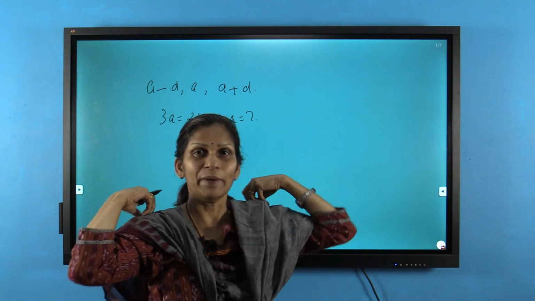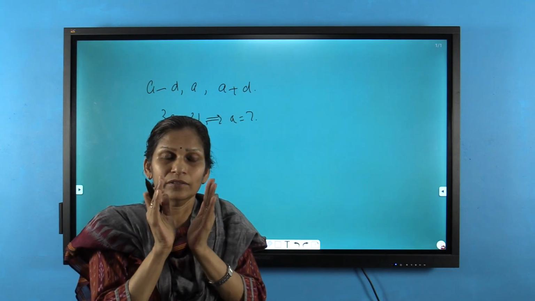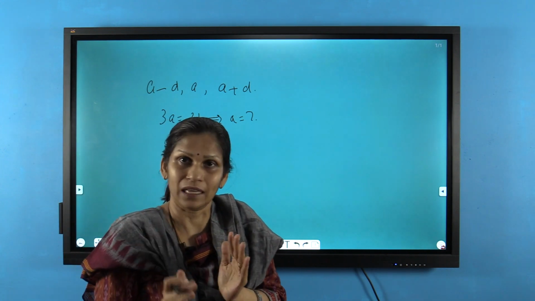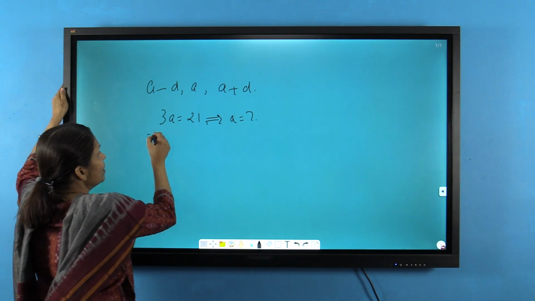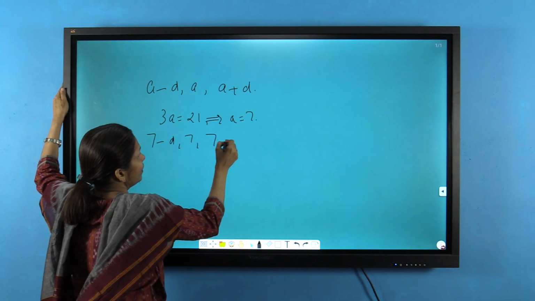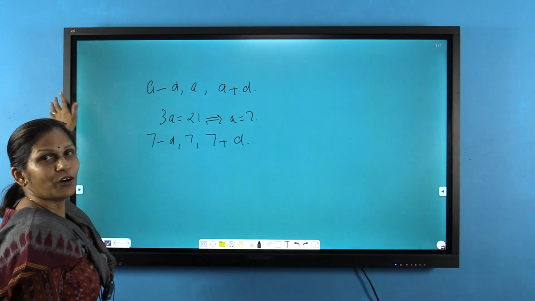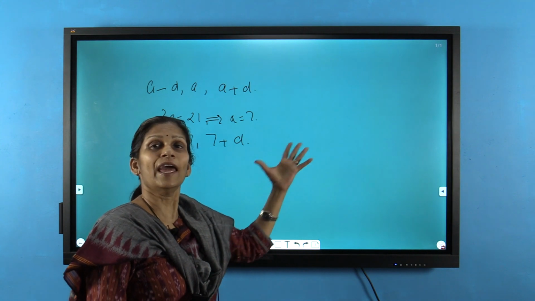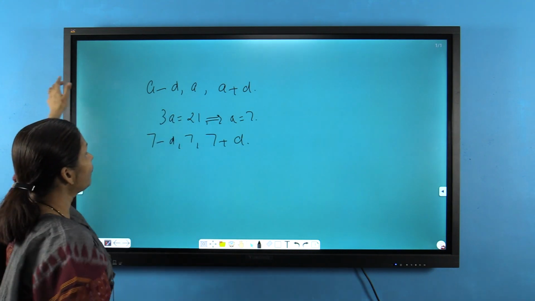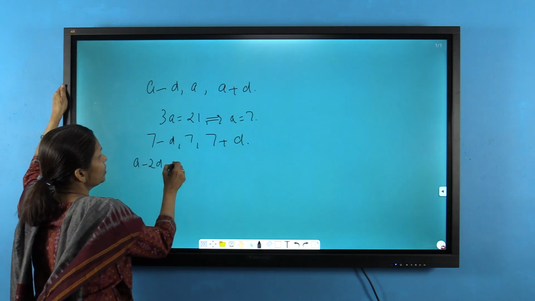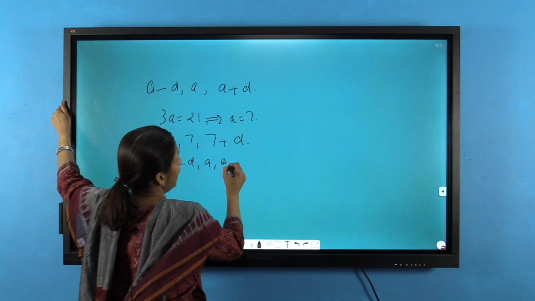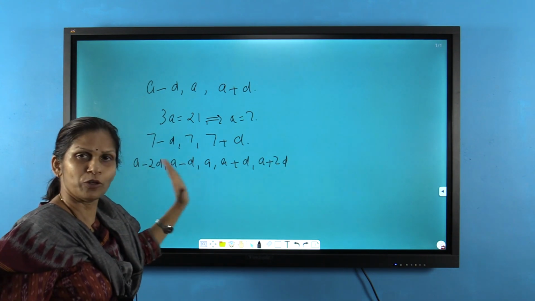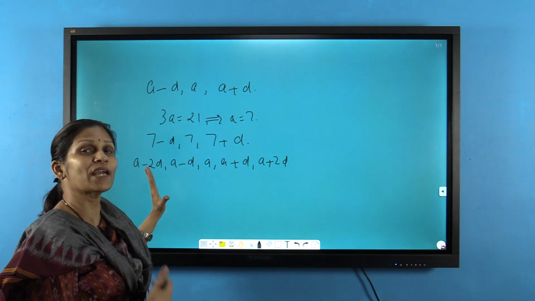So, 3 numbers being given, their sum being given, what will be the middlemost? It will be the sum divided by 3. So, what are the 3 numbers now? 7 minus D, 7 and 7 plus D. Same way, if you are given 5 numbers and if their sum is given to me, how can I write the 5 numbers now? A minus 2D, A minus D, A, A plus D and A plus 2D, because you keep on adding this D to get the term after this.